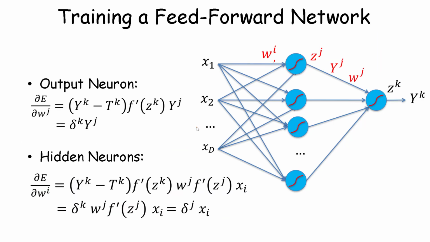Let's clean up the formulas a bit. Let's call this part delta k, so we can reuse it in the hidden neurons too. Similarly, let's call this part in the hidden neuron delta j.